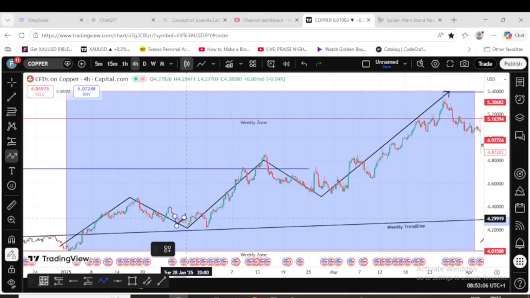We also have a very clear W pattern here. It even contains a bullish engulfing candlestick towards the end.